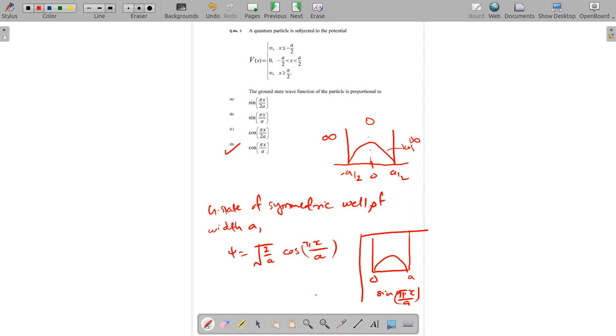This one is asymmetric, there is no symmetry, whereas this one is symmetric. So in the case of the symmetric well, you have the ground state cos pi x by a. So option D is the right answer. It is proportional, up to a constant, to cos pi x by a.